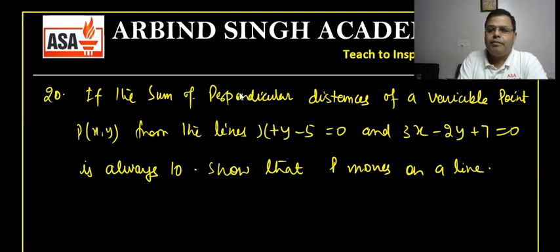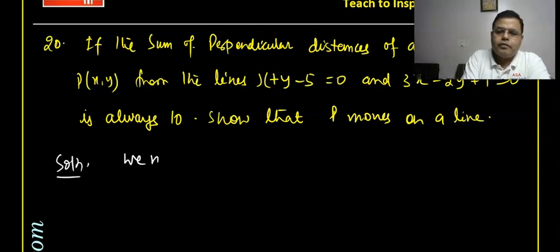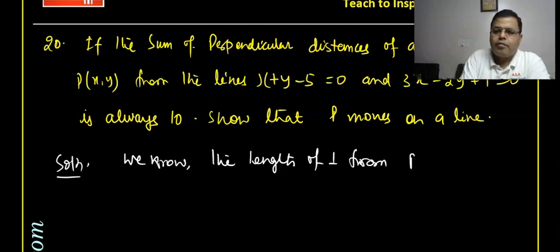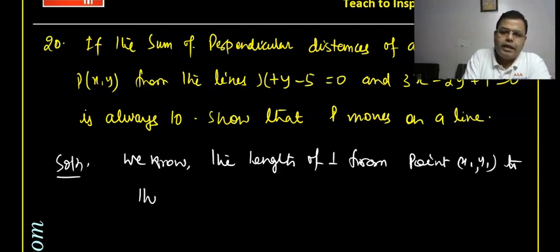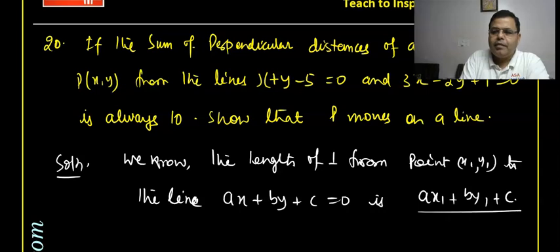Okay, so sum of perpendicular distances from this is 10. Solution: we know the length of the perpendicular from point (x1, y1) to the line ax plus by plus c is equal to 0 is ax1 plus by1 plus c upon under root a square plus b square, right?